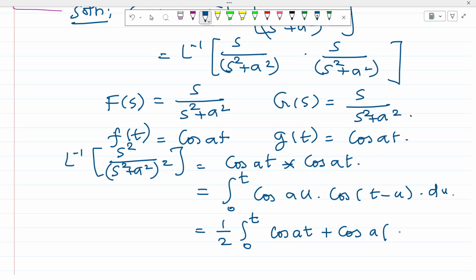2u minus t, yeah? Because a plus b is au. Here we have at minus au, so au gets cancelled. Cos of at will come. a plus b, and then a minus b is au minus at plus au. So 2au minus at, a outside, 2u minus t du. Okay, fine.